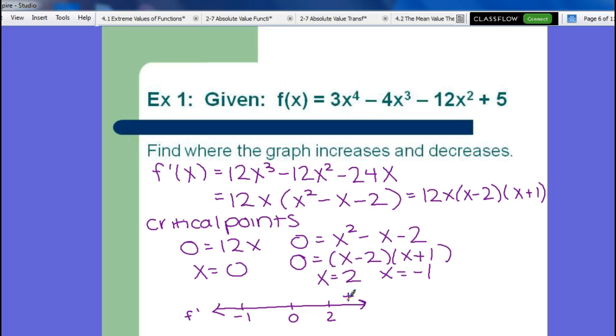Plug in something between 0 and 2, such as 1. 12 times 1 is positive. 1 minus 2 is negative, so positive times a negative is a negative, okay, so we got a negative. 1 plus 1 is 2, that's positive. A negative times a positive is going to give me a negative.